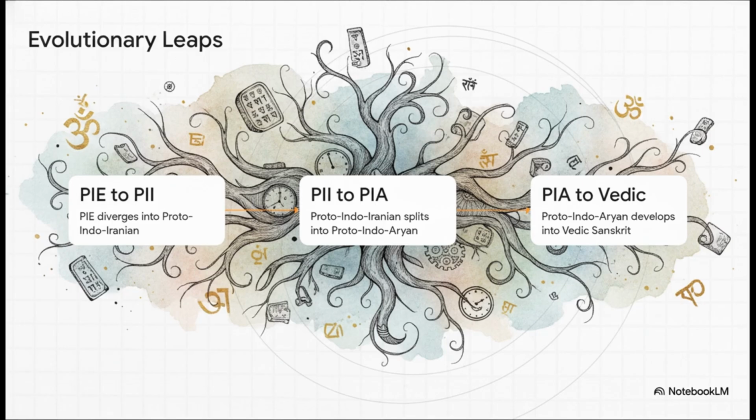Let's walk through this lineage step by step. Step 1. The original PIE language diverges into a completely new branch called Proto-Indo-Iranian. Step 2, that language then splits, diverging into Proto-Indo-Aryan and Avestan-Iranian. And finally, Step 3, that Proto-Indo-Iranian language evolves and develops into Vedic Sanskrit. This isn't just a casual shift in local accents, folks. Each stage is treated by academics as a completely distinct language with its own unique identity, phonology, and grammar. This means every single leap requires its own independent block of development time.